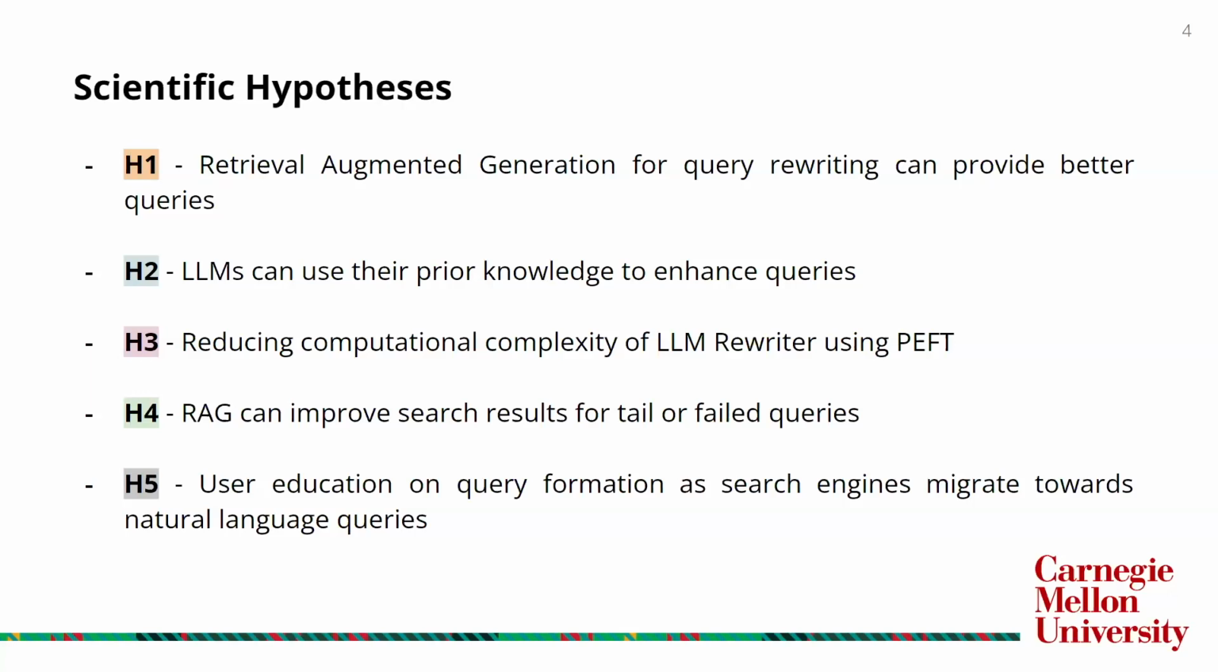Okay. But since that was a completely different tangent to our project, and that required considerable effort, we thought that we would approach it in two ways. One, we would evaluate on the entire data set. And second, for H4, we would just iterate over the failed or tail queries and see whether we have a significant improvement for tail queries compared to the entire set.